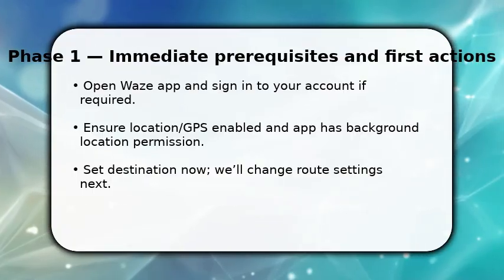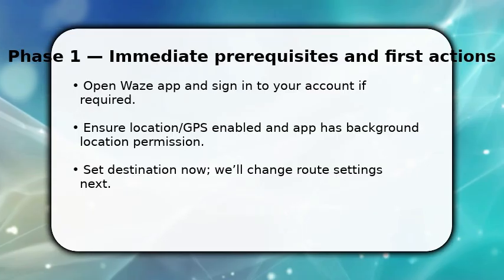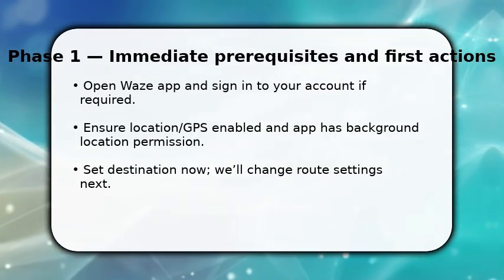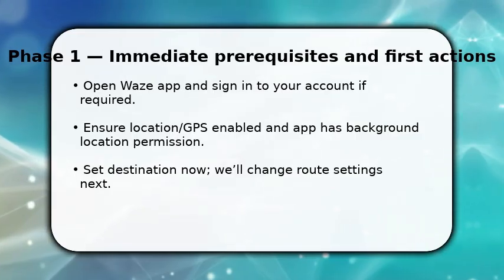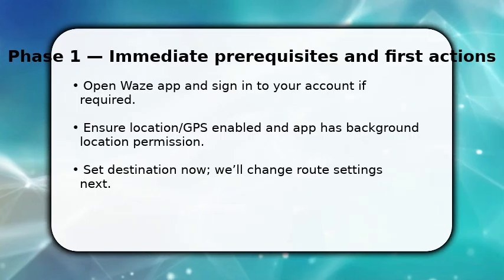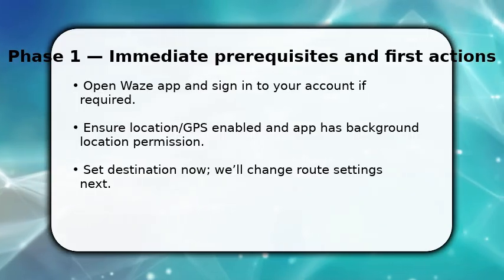You're ready to begin. Open Waze and sign in, then make sure GPS and location permissions are enabled for real-time routing. Once done, enter your destination so Waze can compute available routes. Next, tap the search card and open route options.